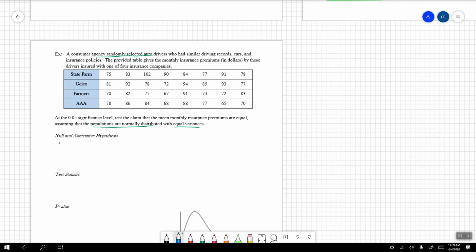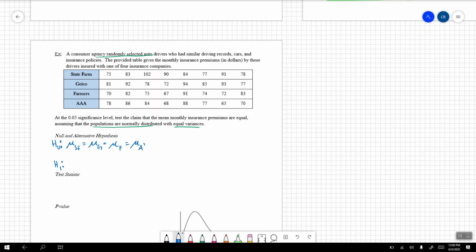Awesome. So now what I want to do is start analyzing this specific table set. And before I get into that, I can state my null and my alternative. So my null hypothesis is going to say that the population mean for State Farm is equal to the population mean for Geico, which is equal to the population mean for Farmers, which is equal to the population mean for AAA. And I'm just going to say A cubed. Alright, AAA, I like this as just A cubed.